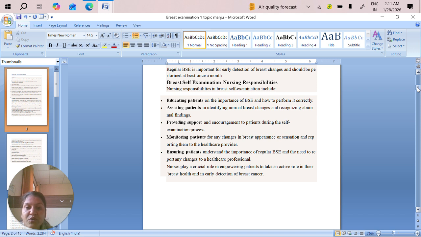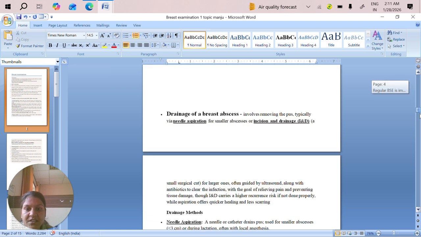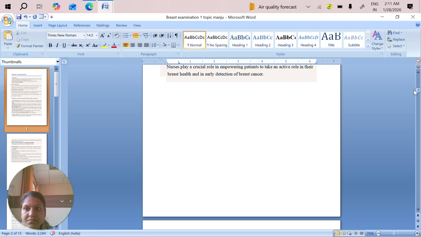Nurses play a crucial role in empowering patients to take an active role in their breast health and in the early detection of cancers. Thank you.